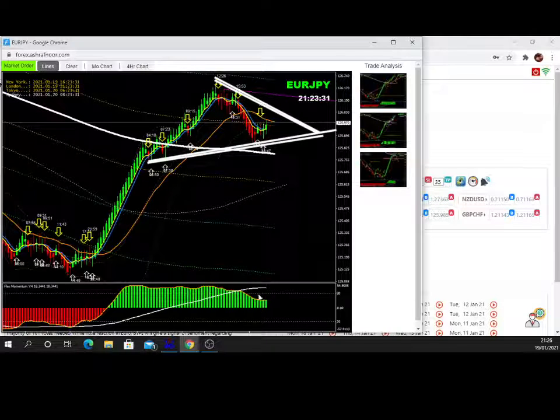Again, given the momentum here, you'd rather have it break down underneath the 200 EMA and then retest to carry through for short. Otherwise, it will break up above here to go for long. Here again.